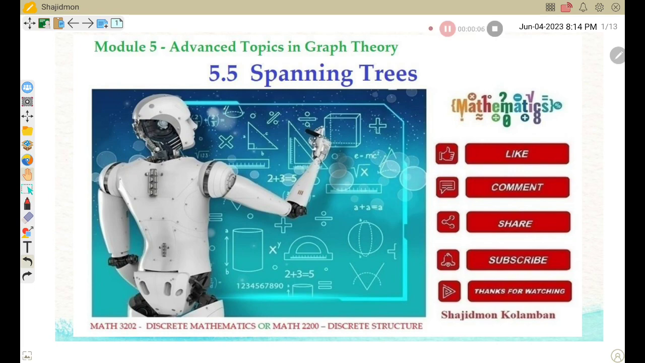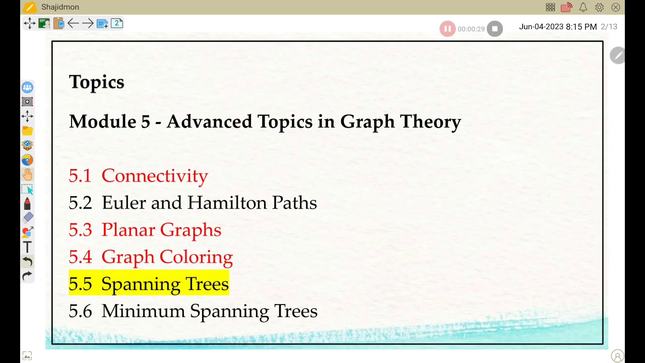In this recorded class, we are discussing a topic from module 5 of the course Discrete Mathematics or Discrete Structures, section 5.5, spanning trees. It is a topic from module 5, advanced topics in graph theory. So let's start the content here. You can see module number 5, advanced topics in graph theory. Here we are discussing section 5.5, that means spanning trees.